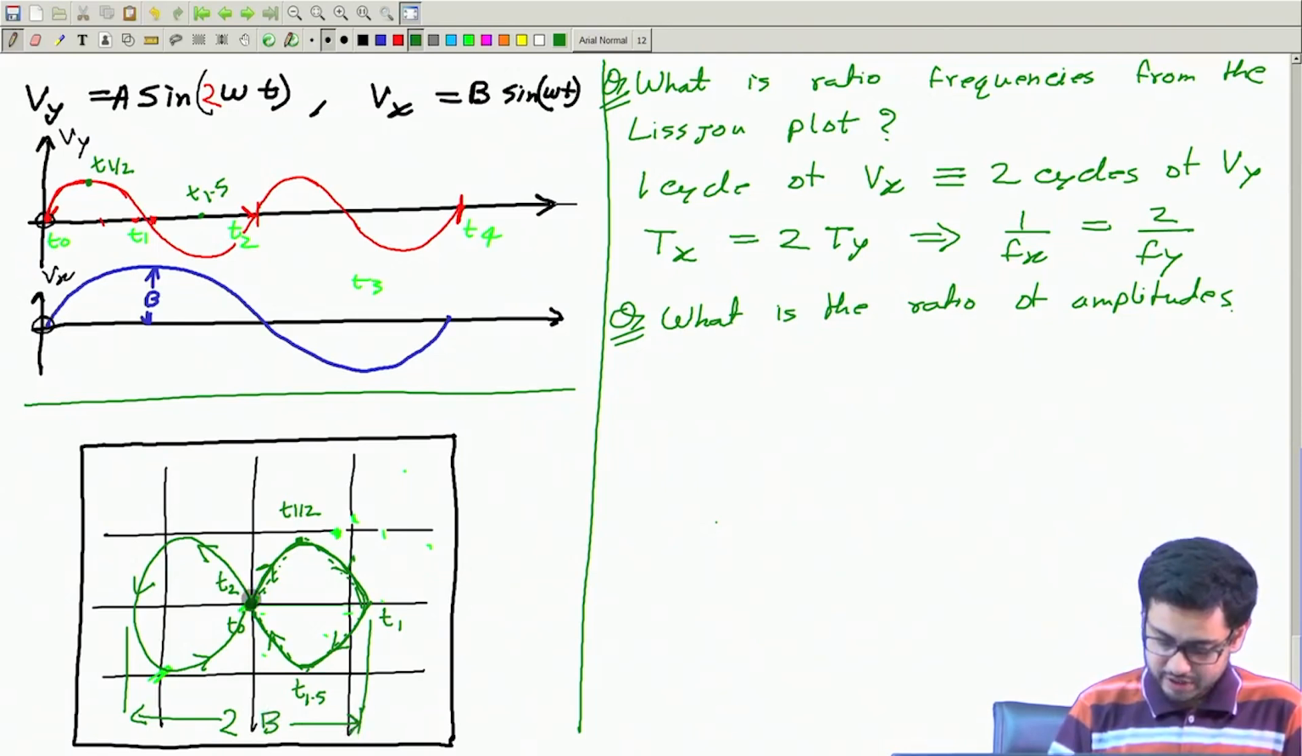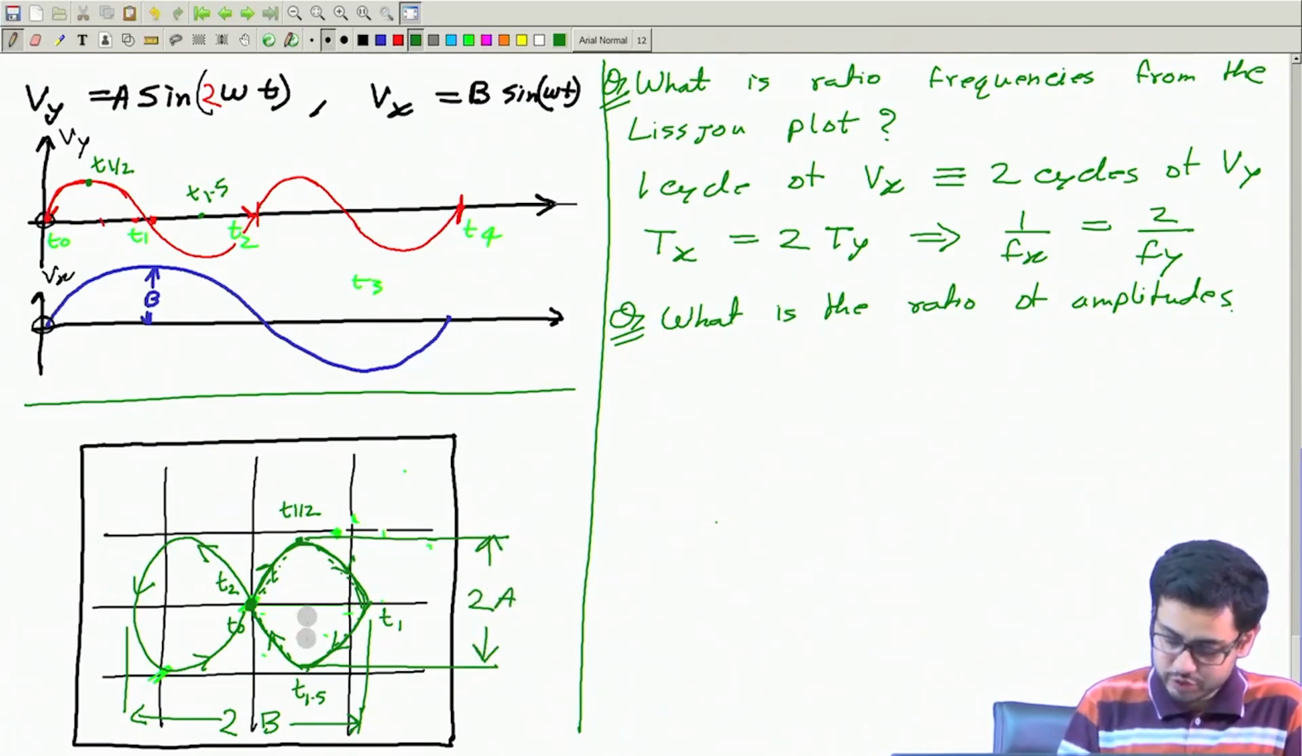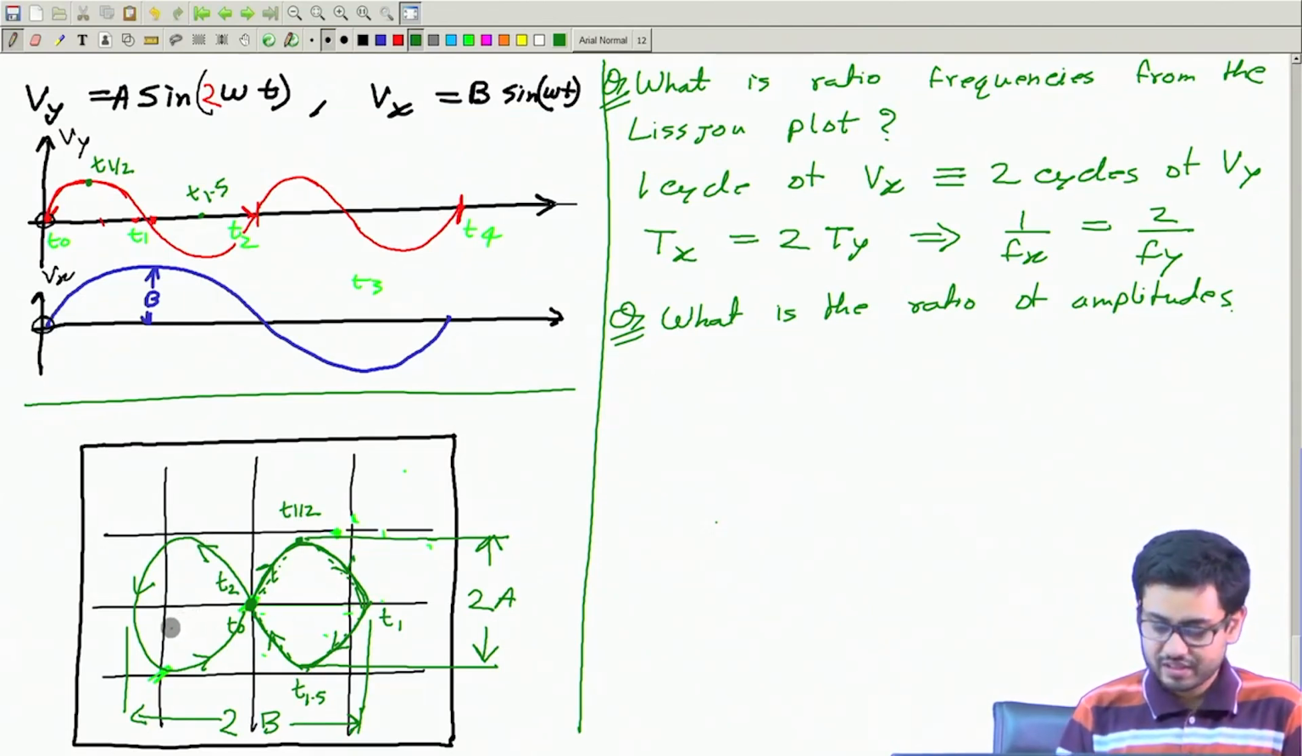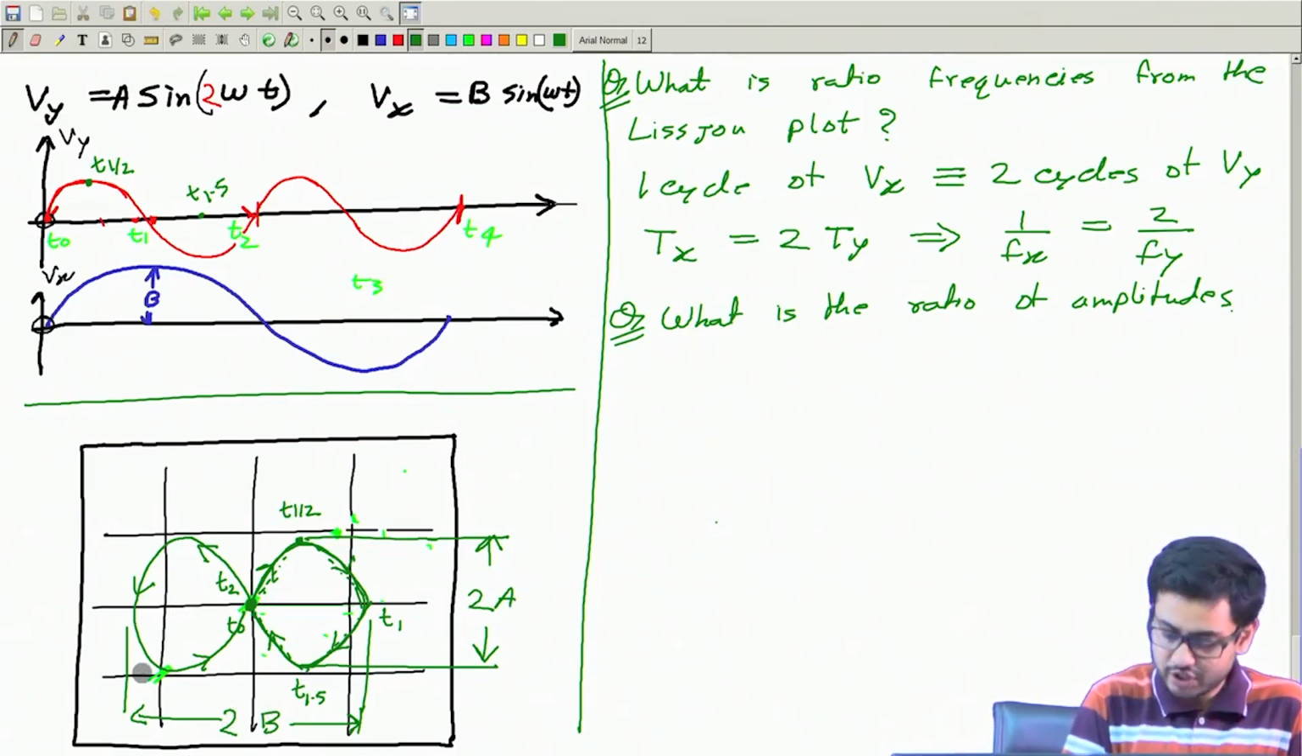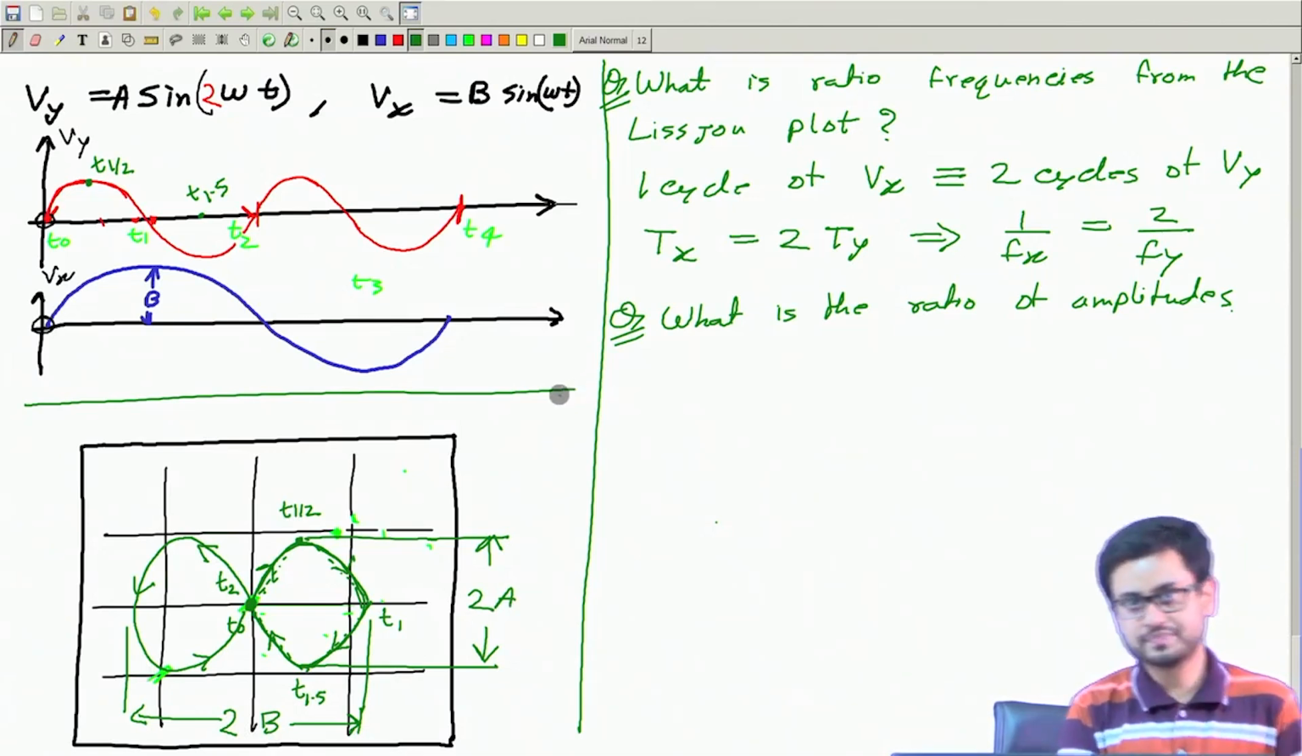And similarly, how is the y signal moving or varying? Just observe the y movement. Y movement is only this much. So this is 2 times a. So you can read these values, this height and this width, from the screen of the oscilloscope, and from that you can find the ratio of 2b and 2a, or a and b. Okay, so that's about the Lissajous plots.